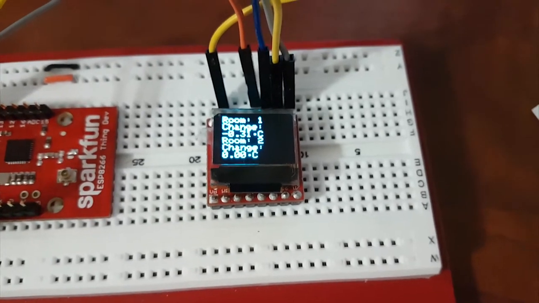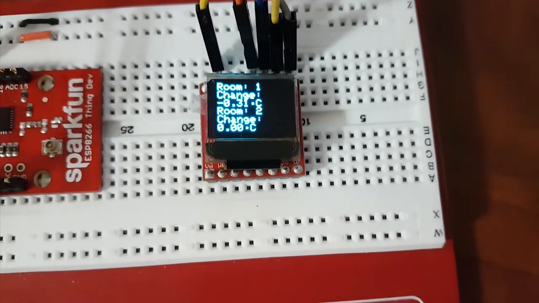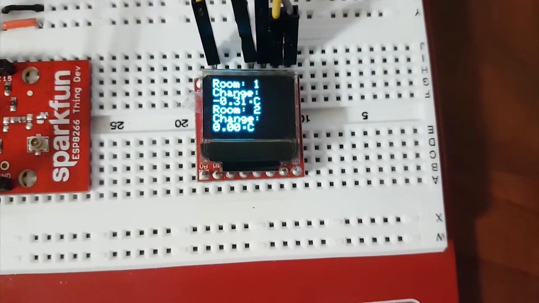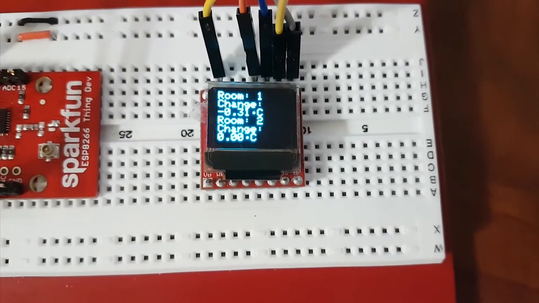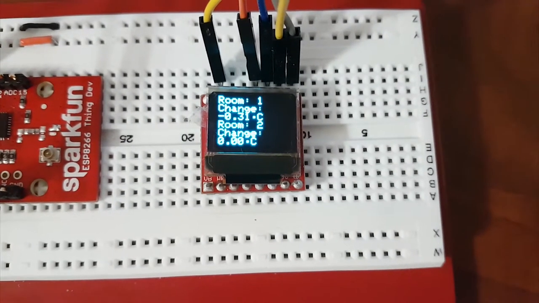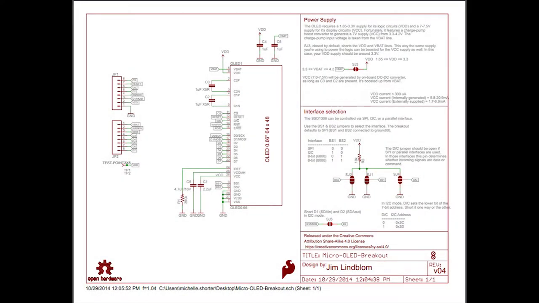The SparkFun Micro OLED breakout board breaks out a small monochrome blue on black OLED. The board can be easily controlled over either an SPI or an I2C interface. The OLED screen is 64 pixels wide and 48 pixels tall, measuring 0.66 inches across.